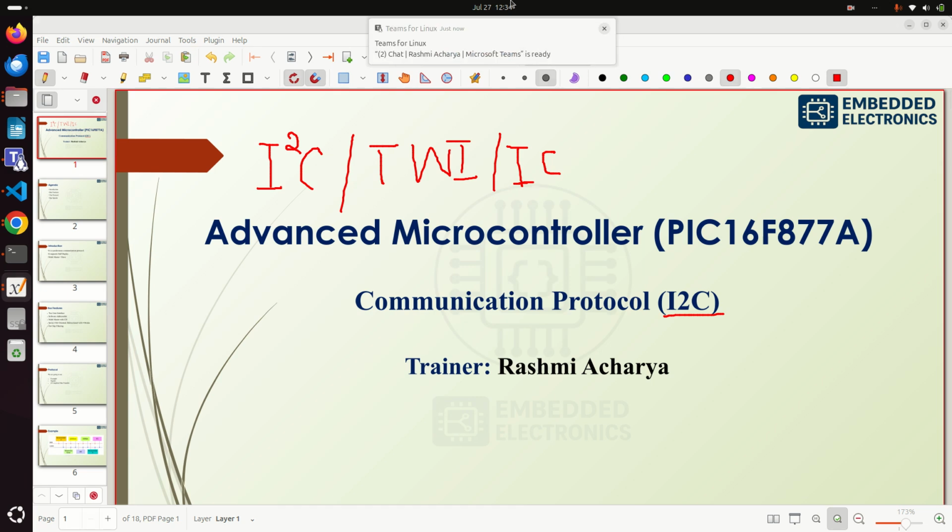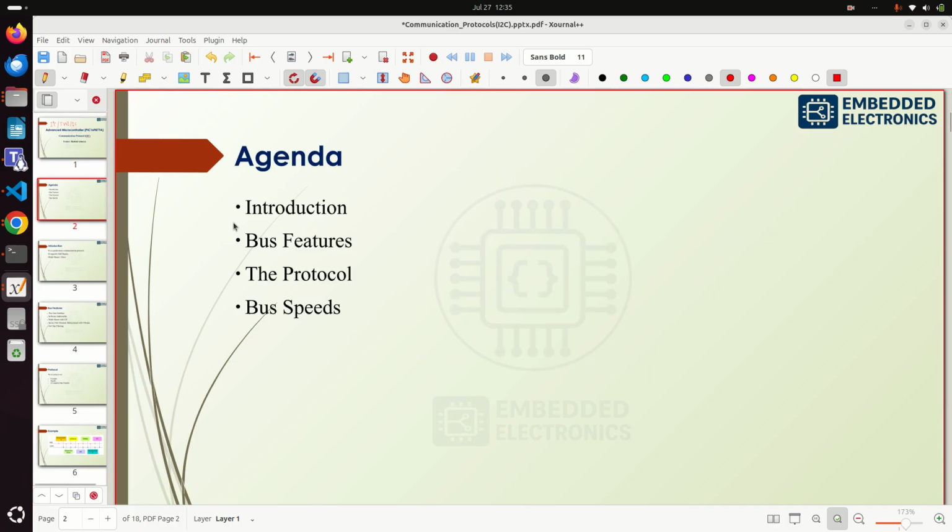I2C protocol is an intra-board protocol, meaning communication happens between the ICs or chips, and it was developed by the company Philips. And here is the agenda: introduction, bus feature, the protocol, bus speeds. Let's see one by one.